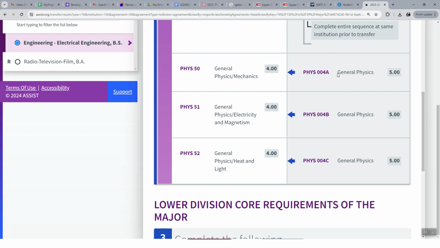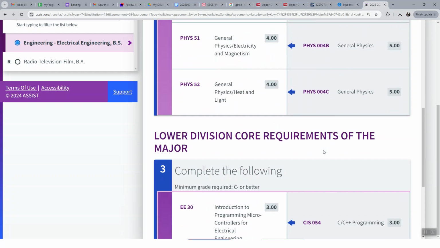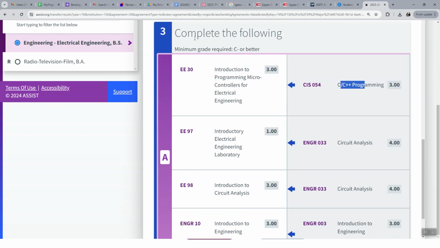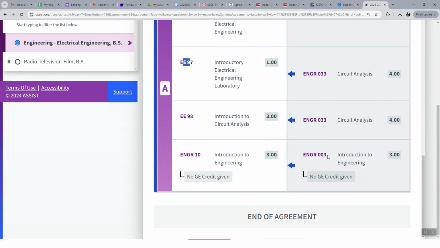And then if we look at our physics, it's 4A, 4B, 4C. And if we look at EE 30, it's CIS 054. However, there might be other courses that are C or C++ programming at your institution or even San Jose City that will count. That we'll have to do by hand. Here we have EE 97 98, the lab and the lecture, and it's just conveniently titled Engineering 33, and it's one course, all or nothing.